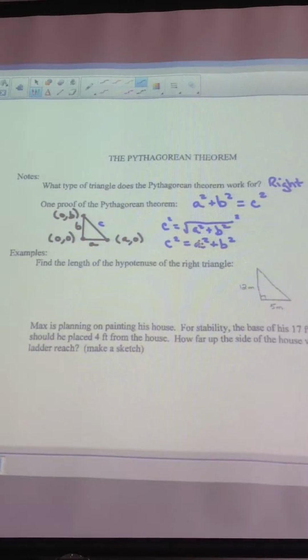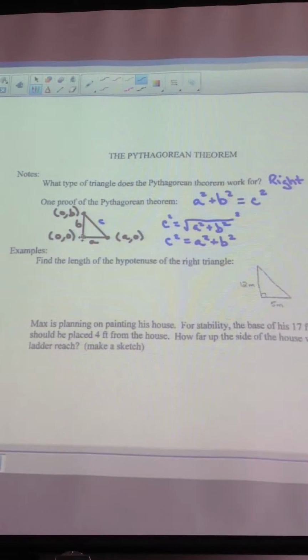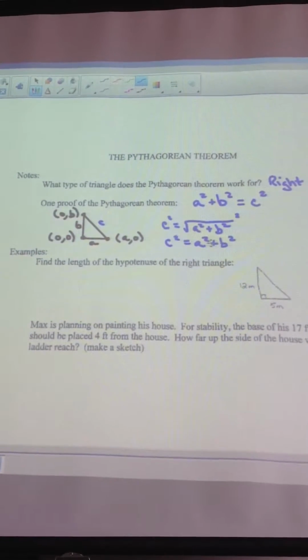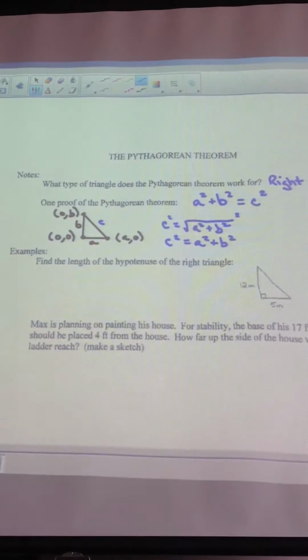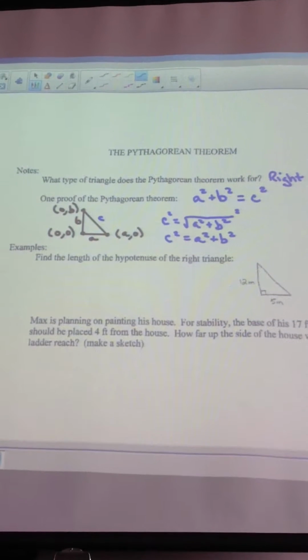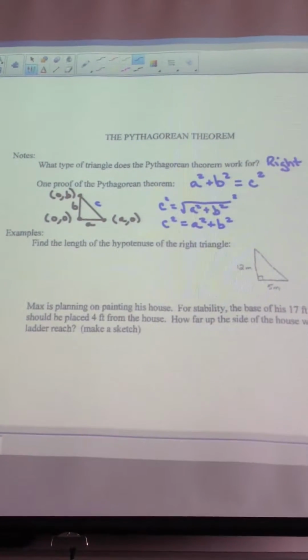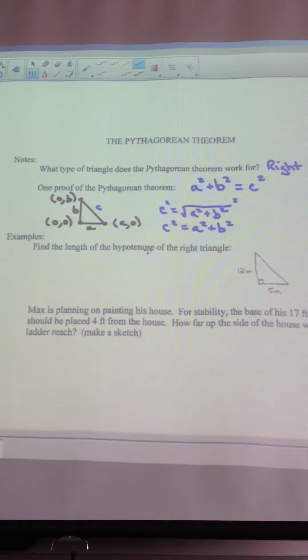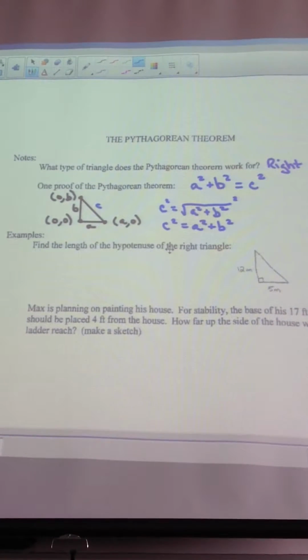So that is proof that if you have a right triangle, because it's placed at the origin and goes perfectly horizontal and perfectly vertical, this Pythagorean theorem works. You can find the hypotenuse side by doing a squared plus b squared equals c squared. Now the key, guys, is that you have to be sure that you have the hypotenuse side by itself. You must be very, very careful.